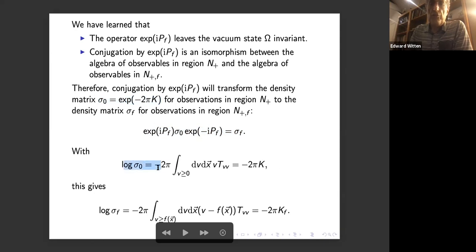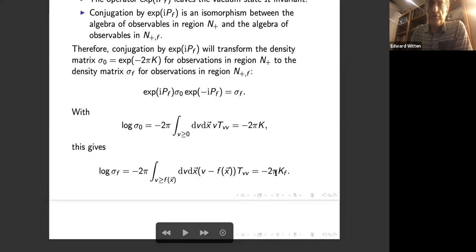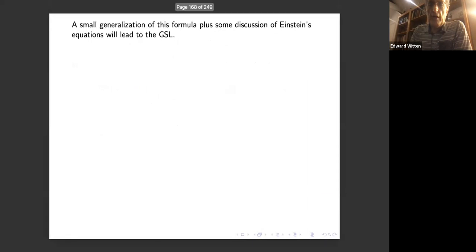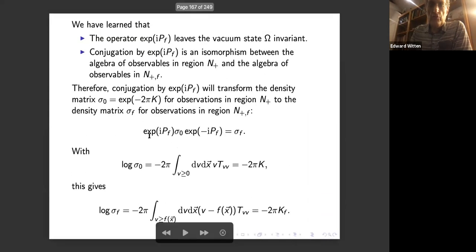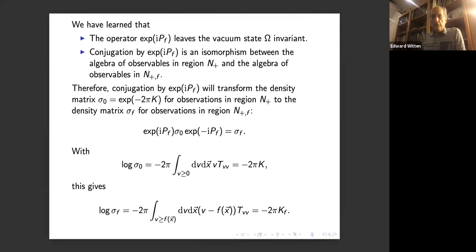But we have the logarithm of sigma 0. And since we also know the commutator with p sub f, that gives us a formula for sigma f. Log sigma f is the same as log sigma 0, except v is replaced by v minus f. And I'll simply define that to be minus 2 pi times k sub f.